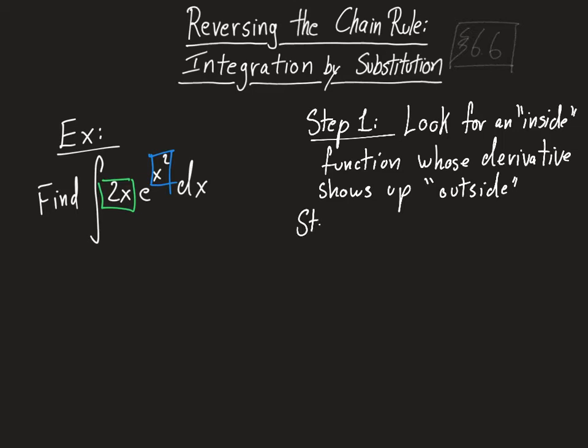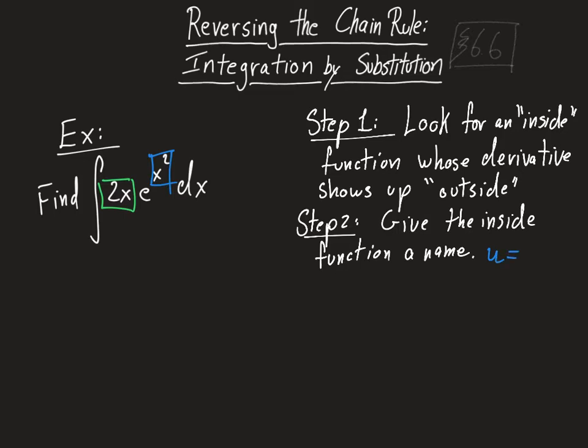And this leads us directly into step 2. Give the inside function a name. Now you can give it any name that you want. You can call it Bob, you can call it Jim, you can call it Catherine. But I usually just stick with the letter U. The book, I believe, likes to use the letter W. So let's call this U. I'm going to do this in blue. And we're going to have that be x squared.